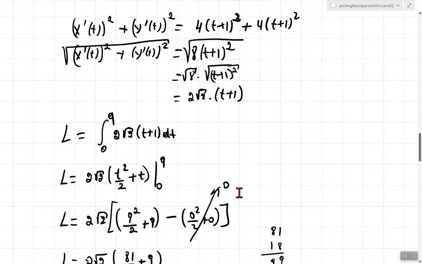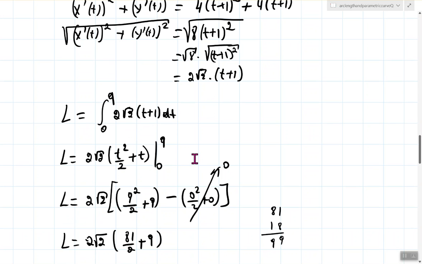So because 0 to 9 were the boundaries of the parameter t they gave us, t is 2 times the square root of t is a number. You can bring it outside the integration. Now when you integrate t, you get t squared over 2. When you integrate 1, you get t. Then you're going to evaluate this quantity at 0 and 9.